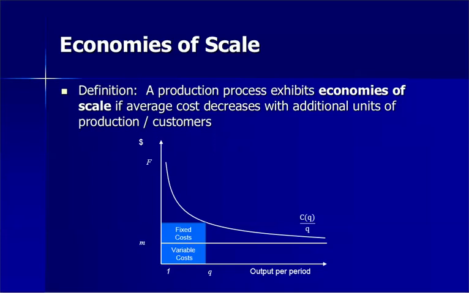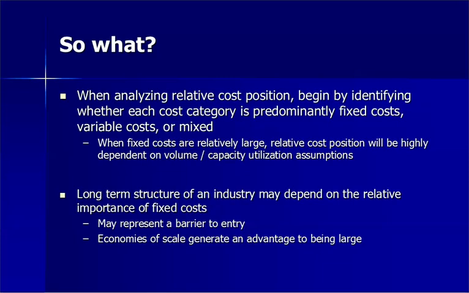On this graph, the x-axis represents output per period, and the y-axis represents dollars, and the curve is the average costs as a function of the total output produced. So this is important for a couple of reasons. First, when you're analyzing relative cost positions, you want to begin by identifying whether each cost category is predominantly fixed costs, variable costs, or mixed between them. You'll note, of course, that if fixed costs are relatively large, a firm's relative cost position will be highly dependent on your assumptions about how much it produces or what its capacity utilization is.